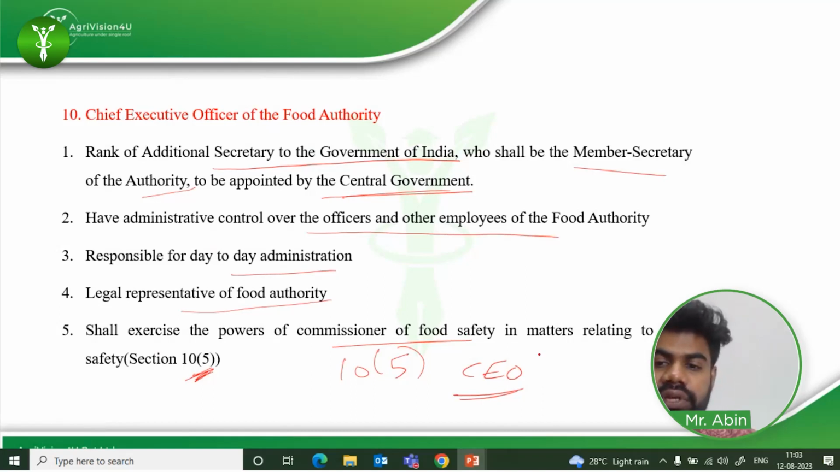So who is the CEO currently? G. Vardhana Rao. Remember this name.